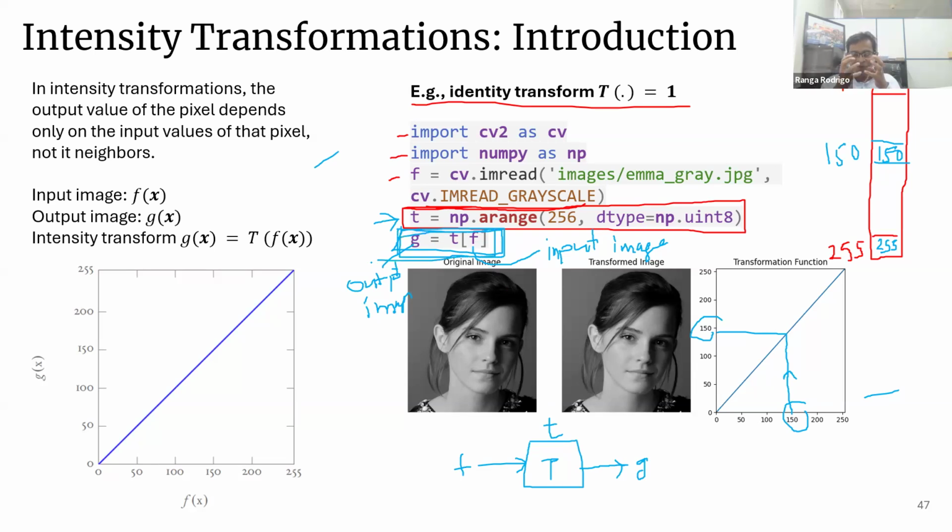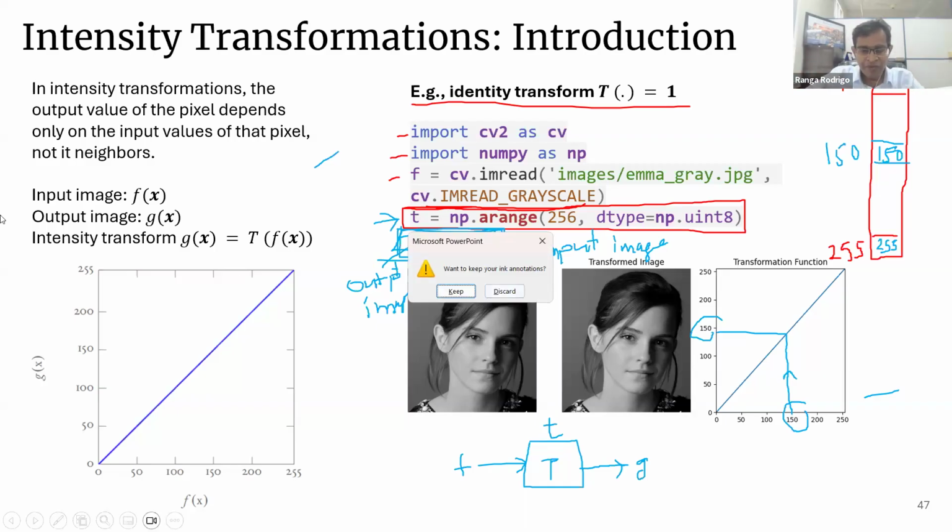This operation is indexing T with f. So therefore, you get an array of the size of the input image f, with that transformation applied. Fortunately, that transformation here is just multiplying by 1. You give an input value, you get the same output value. That's it. So you do this, you get exactly the same image. Which is what we are going to do in Colab.